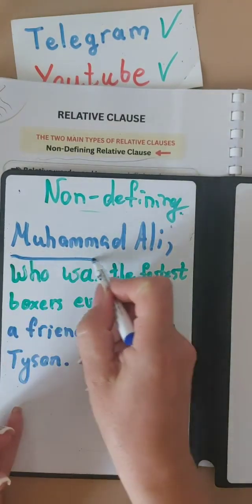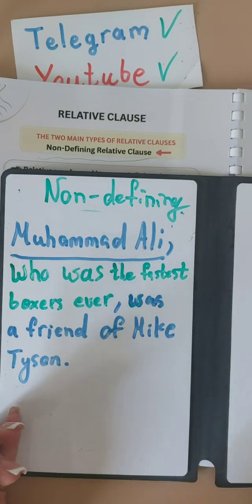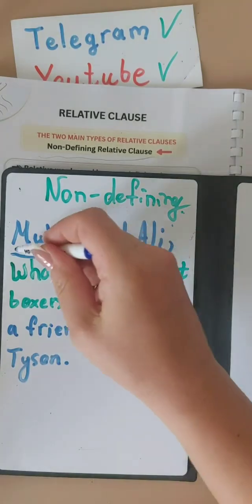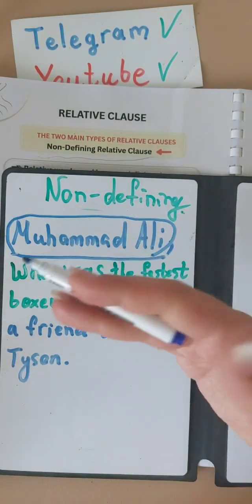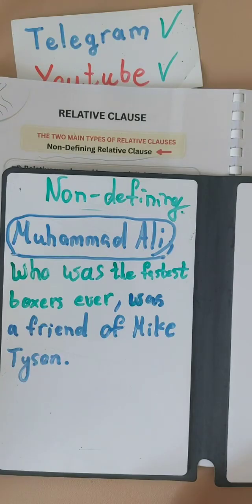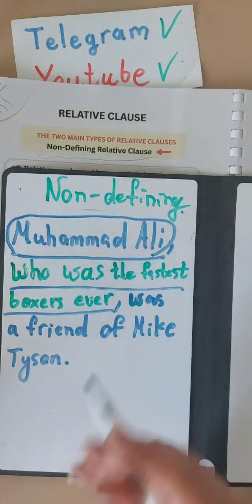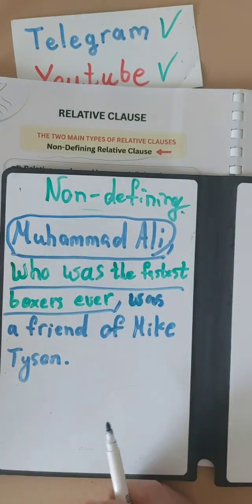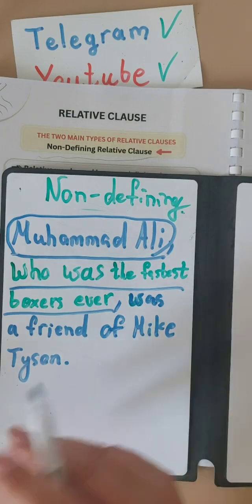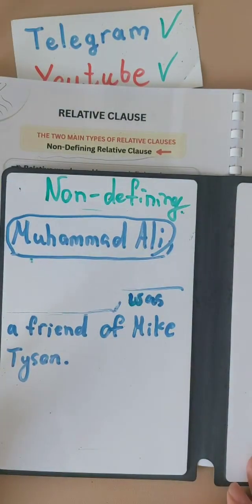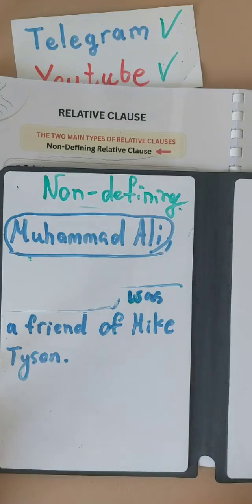When we start the sentence with a person such as Muhammad Ali, we don't need essential information to identify who we are talking about. This person does not need essential information to be identified. Okay? This information is extra information. We just added more details. But it's optional. It's up to you, okay? Was a friend of Mike Tyson. Again, if I now remove this information, it still makes sense. Muhammad Ali was a friend of Mike Tyson, okay?